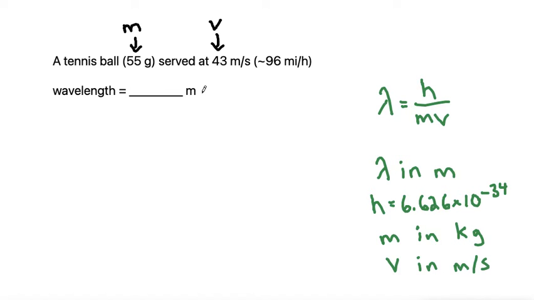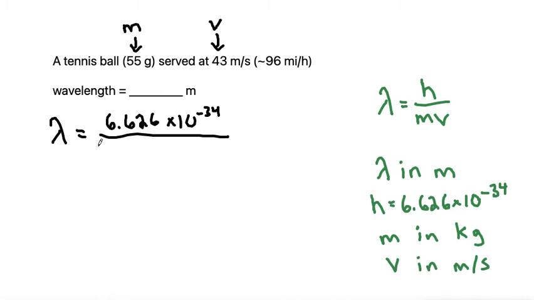So let's verify that when we plug everything in, we plug them in these units. So wavelength is what we're looking for. That's equal to h, which is our 6.626 times 10 to the negative 34. And we divide that by, notice our mass needs to be in kilograms. It currently has been given to us in grams.